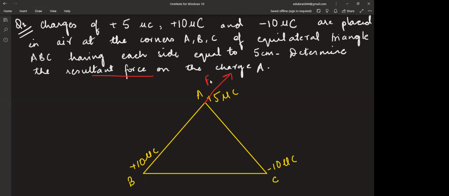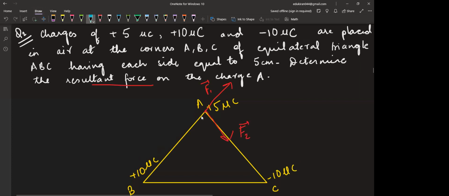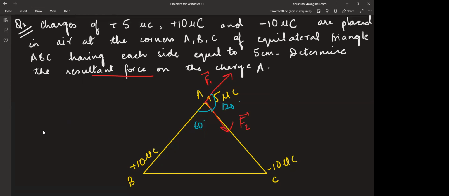This is F1, due to B. Again, now this is minus 10, this is plus 5. So plus 5 will be moving towards C because this will be attracting it. This is an equilateral triangle. So if this angle is 60 degree and total is 180 degree, what is the angle formed here? 120 degree. So what type of parallelogram? Now this is an easier question than the previous one.